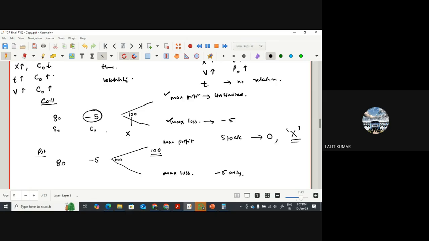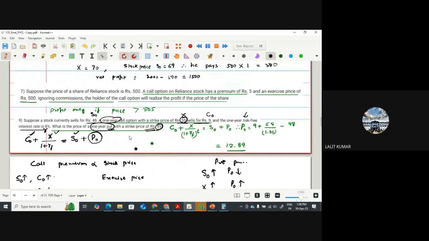Whereas in call, my maximum profit is unlimited. It can go to anything. Maximum loss is 5. So in both the scenarios, loss remains the same, but the profit in call is unlimited, whereas in put, maximum profit is always the exercise rate. Yes. Okay. So before going further, I wanted to cover this.